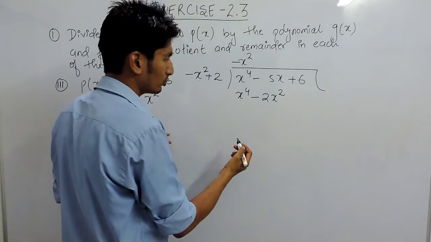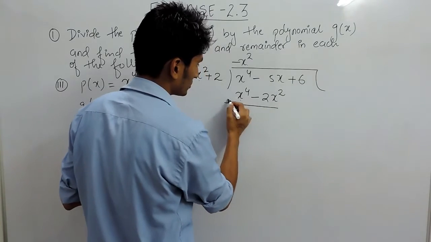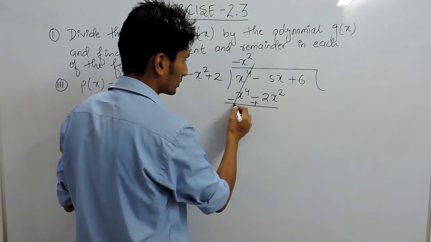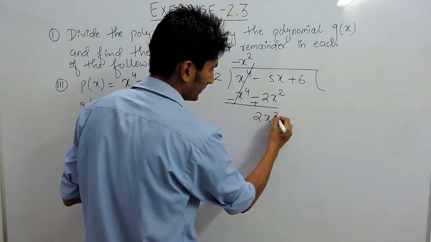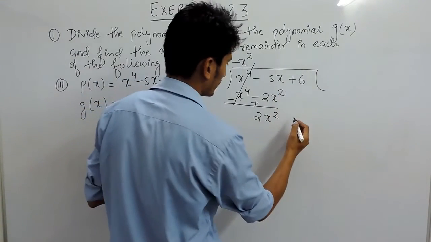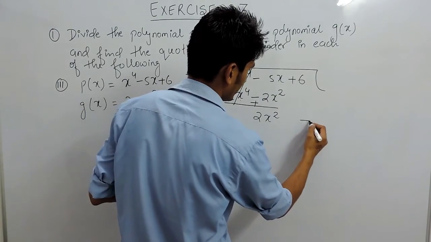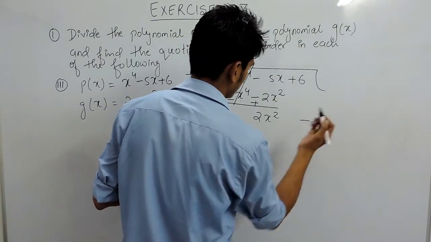And after that you have to subtract. For that you have to change the sign. This positive negative can be cancelled out and this can be copied as it is. After that you can copy minus 5x.